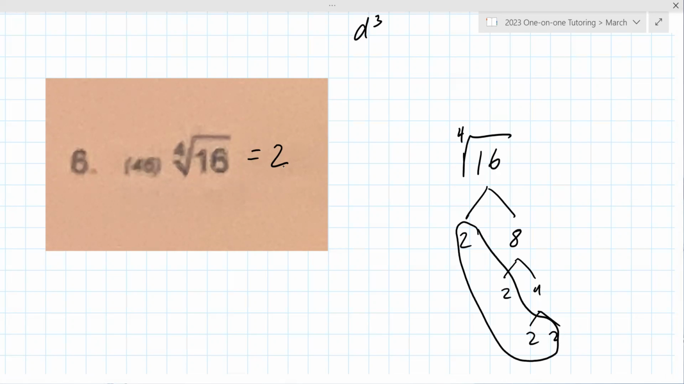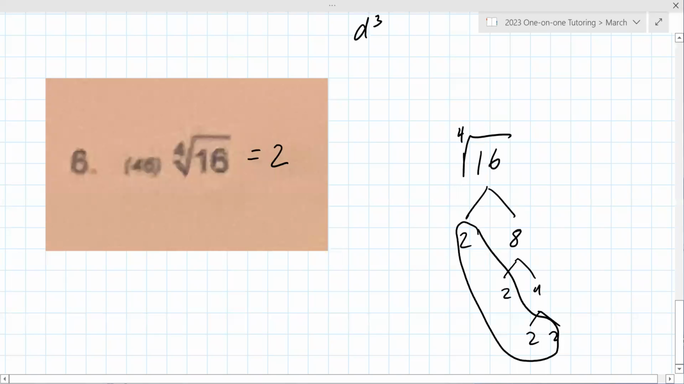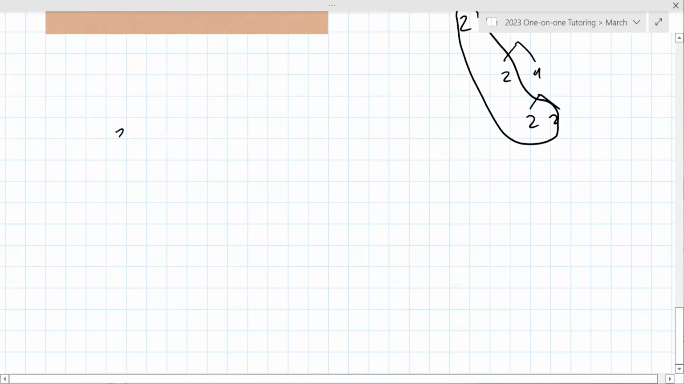I'm happy to give you kind of one like this if needed. So a related problem would be like, what's the cube root of 8?